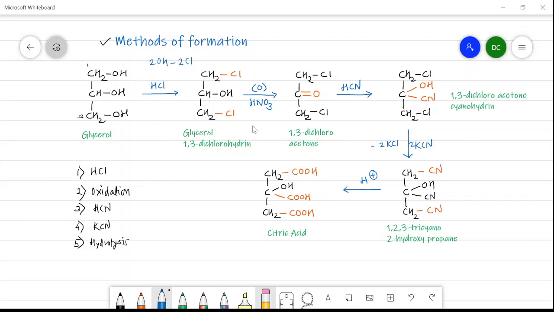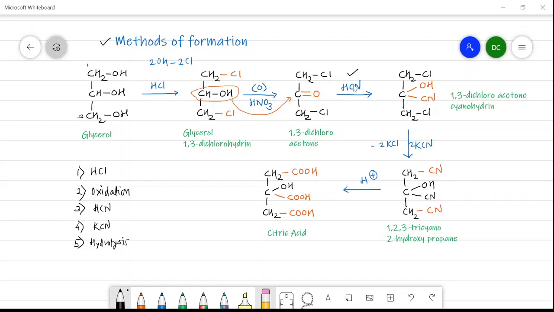Now the second step is that this glycerol 1,3-dichlorohydrin undergoes oxidation, and the oxidation occurs at this position, that is the CHOH group, which will oxidize to the ketone. So the only change occurs at this carbon. The CHOH is converted into CO. The Cl remains as it is. Therefore, we get here 1,3-dichloroacetone.